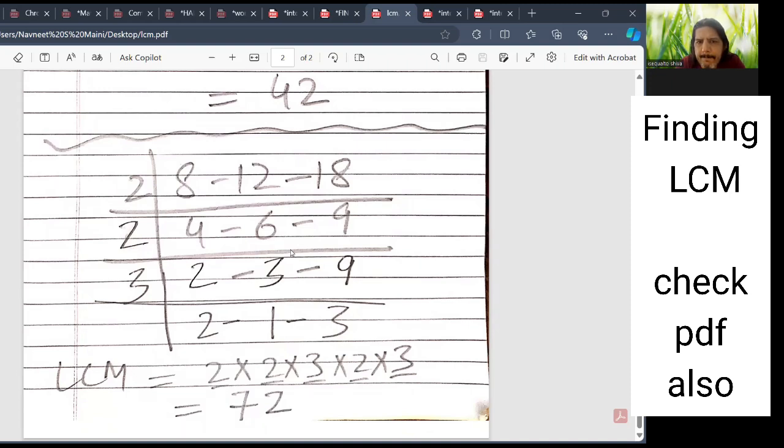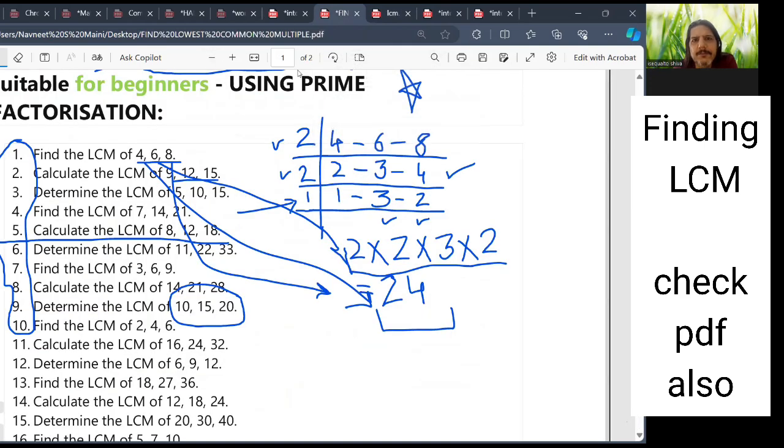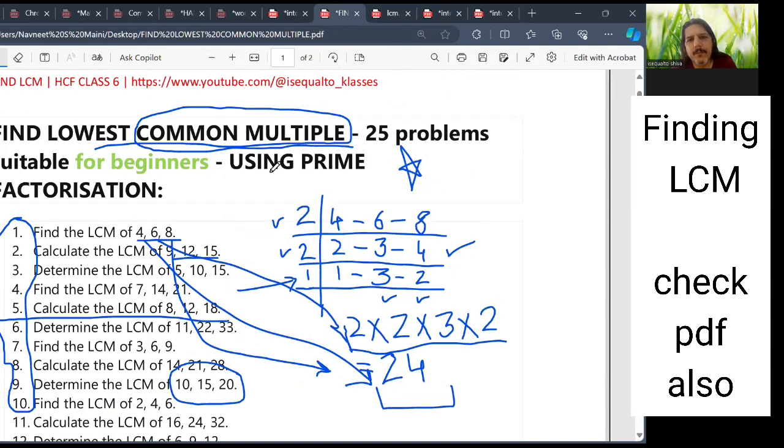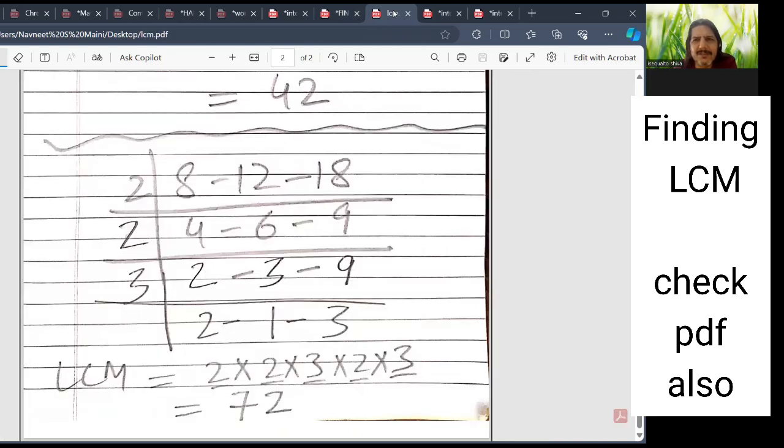No, I got 2, 4, 4. Okay, let us see. So it is always suggested, see, this is called LCM by prime factorization. Have you understood? Yes, we have to do prime factorization. So it is always suggested that you use prime numbers.